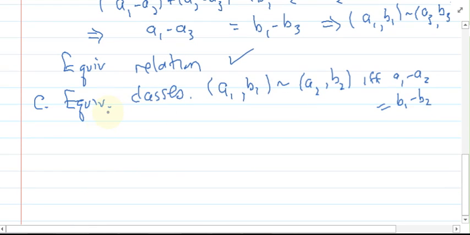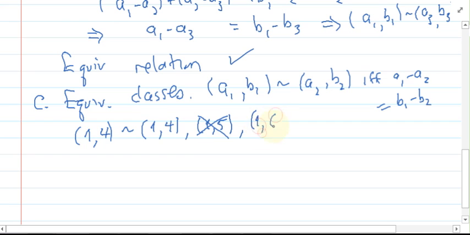So let's start with (1, 4). What is (1, 4) equivalent to? Well, first of all, it is equivalent to itself. Now, is it equivalent to (1, 5)? Well, A1 minus A2 is 0. B1 minus B2 is negative 1. So no, that doesn't work. Is it equivalent to (1, 6)? Again, A1 minus A2 is 0. B1 minus B2 is negative 2. That doesn't work either. So let's look at the ones that begin with 2.